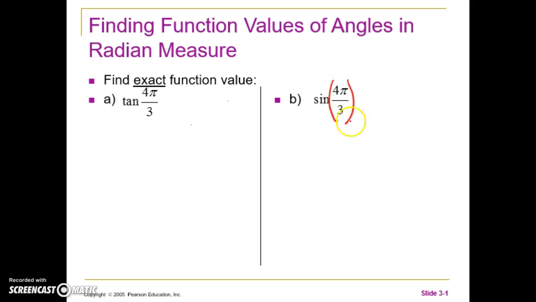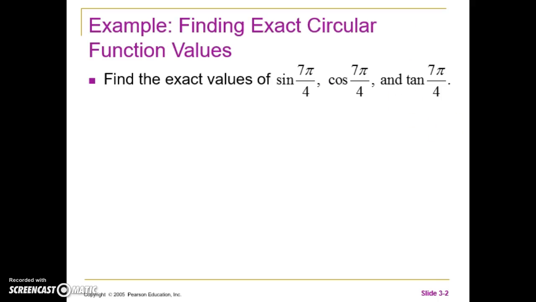And now we actually found the sine of 4 pi over 3, and we said that that value is going to be the larger. So we know that this is going to be negative root 3 over 2. So we can find those quite nicely.